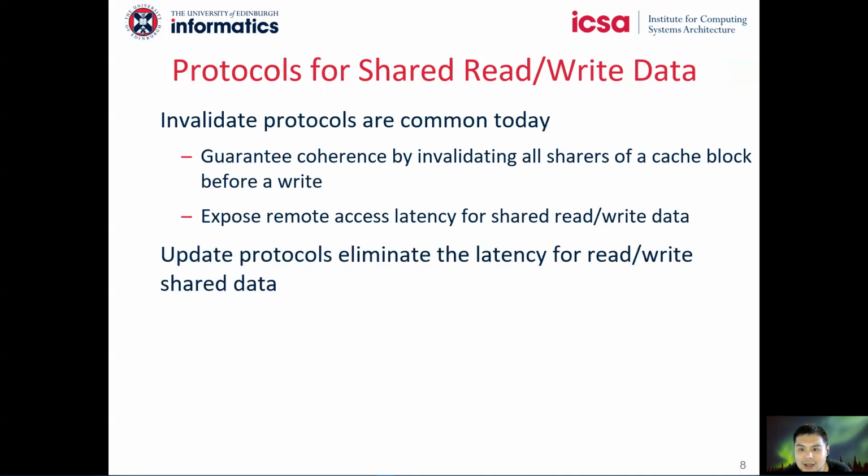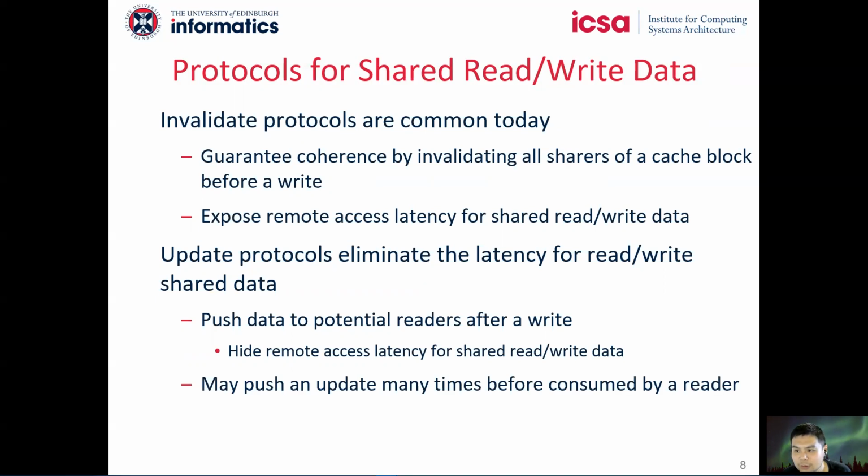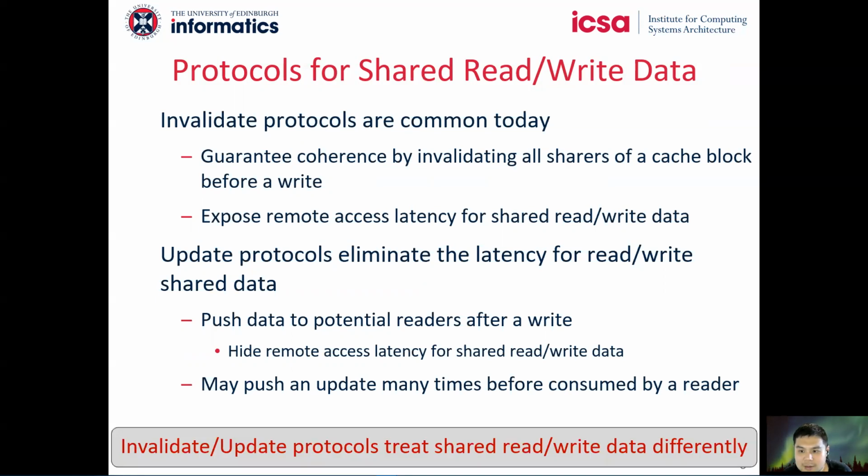And another kind of protocol is the write-update protocol. In write-update protocols, the data is pushed to the potential readers after the write, which means it can hide the remote access latency for the shared read-write data. But the drawback is that we will keep sending the updates if the cache block is not consumed by any reader. So to summarize here, we can see both invalidate and update protocols treat shared read-write data differently.